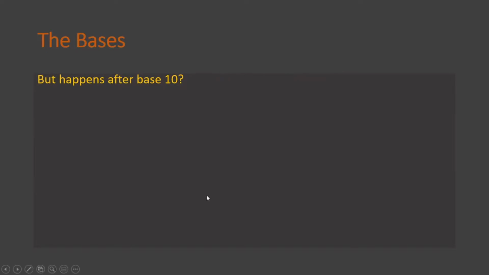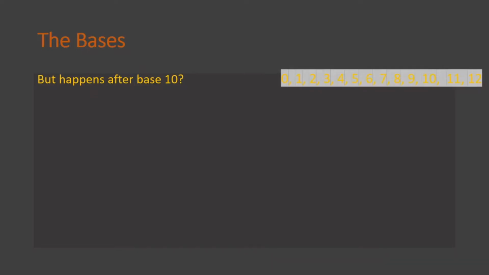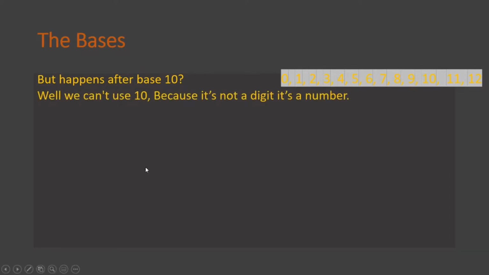Okay, but what do we do after base 10? Like, how do we count? So in base 13, for example, what would we do with 10? After, like normally, 0, 1, 2, 3, 4, 5, 6, 7, 8, 9, 10, 11, 12, and then go back to 10 again. Would that work? Well, we already said that 10 isn't a digit, it's a number, right? So I don't think that would work, right? So what can we use?